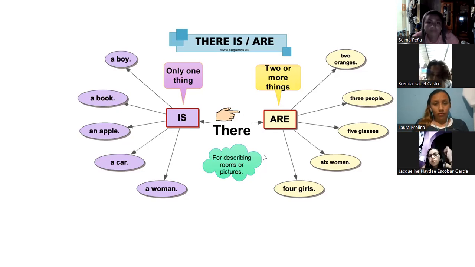Two or more things. So, for example, there are two oranges, okay? Two. There are three people. People is plural, okay? Plural. Because people, there are more than one person, right? So, there are five glasses, a woman, there are four girls, okay? There are plural. There is single. Got it, guys?